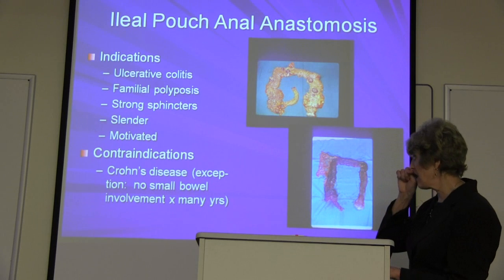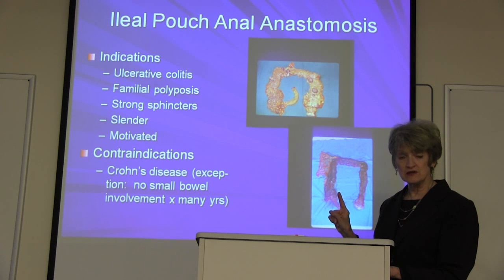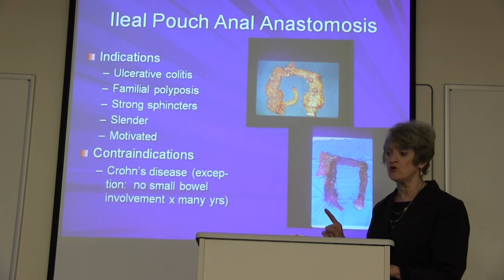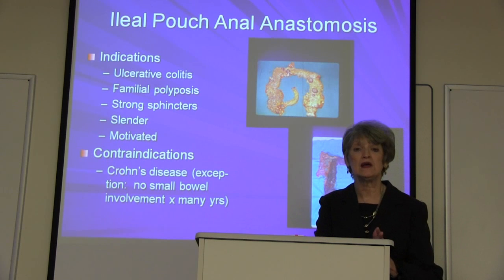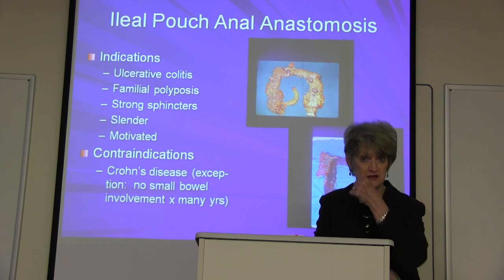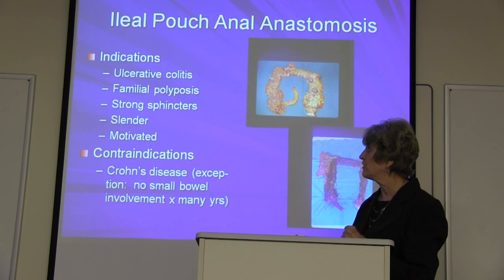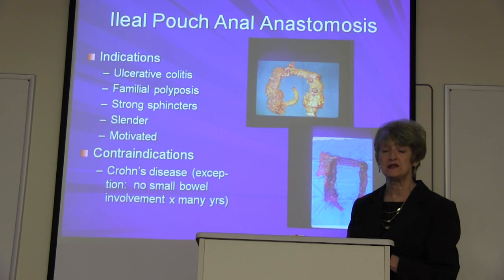Same thing with familial polyposis. You need strong sphincters. So if you have a woman who has had obstetric trauma and she has problems with incontinence during episodes of diarrhea, she would not be a good candidate. So you have to have good sphincter function. Most surgeons send patients for anorectal studies to make absolutely sure that they have adequate sphincter function. They need to be slender for the reasons we've already talked about. You need a mobile mesentery.